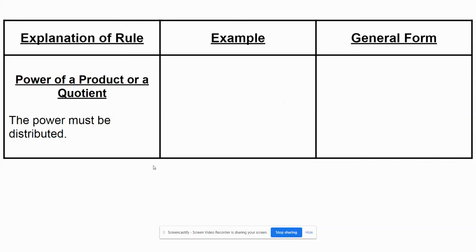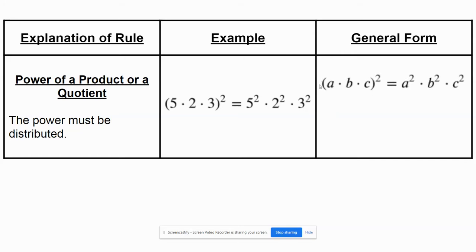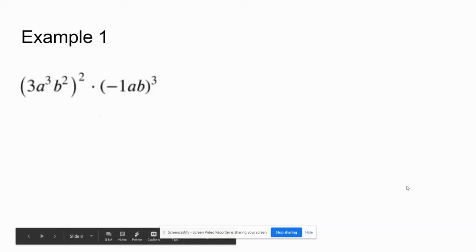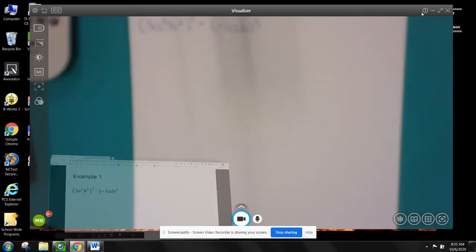If I have the power of a product or a quotient, I'm going to distribute the power. So for example, if I had 5 times 2 times 3 squared, that's like 5 squared times 2 squared times 3 squared. You could also see it this way. If it's a times b times c squared, all of them get a squared. Or if it's a fraction, both numerator and denominator are going to get that exponent. So we're going to go ahead and start doing our examples together.